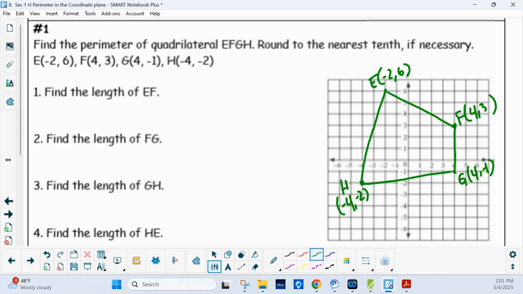Okay, so we gotta find all four sides to add them together. Could we find any of them right away? FG, it's the only one that's perfectly straight. How long is FG? 4. Okay, so let's put that over here on FG.